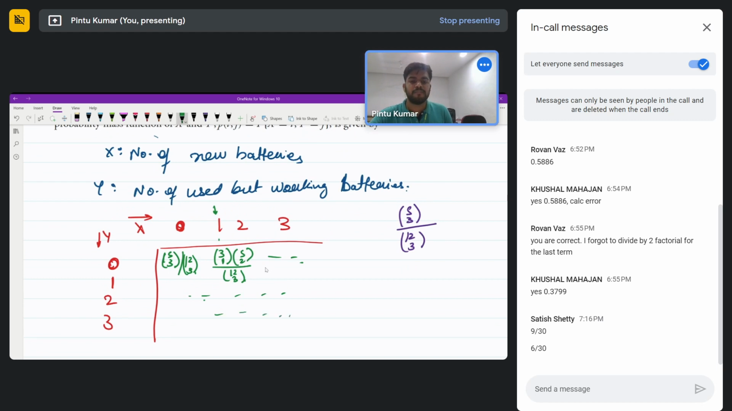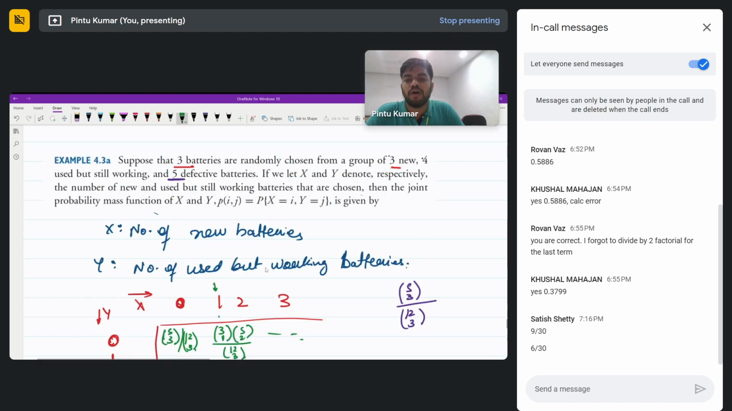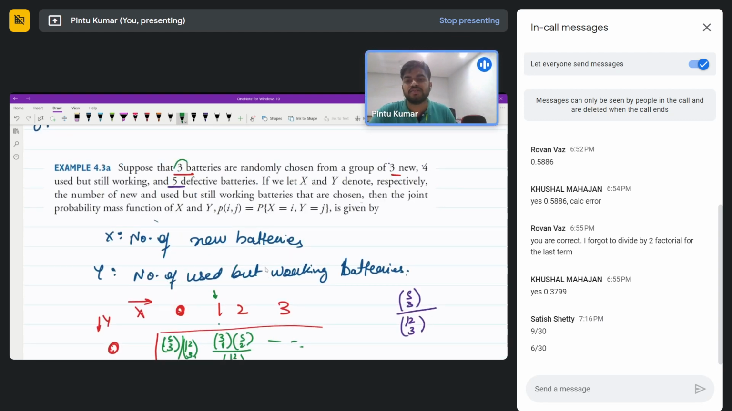Okay. So, sir, I think Y will go up to 4. But we are choosing only 3 batteries, right? If you are picking only 3 batteries, how can your Y be 4? How can you get 4 used batteries out of 3? That is not possible. Okay, sir.